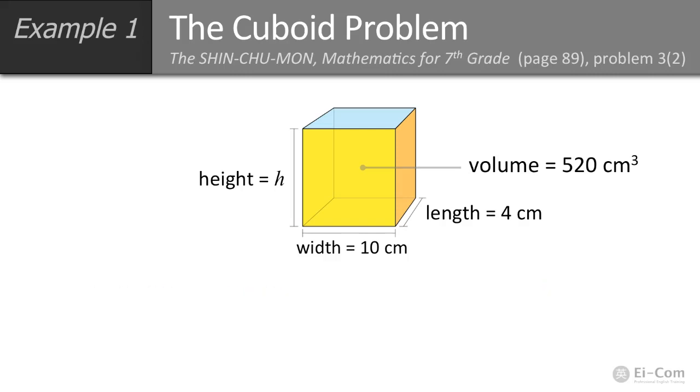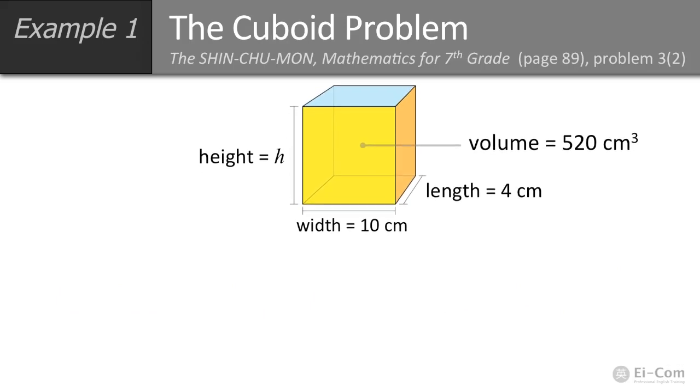As you know, the general equation for the volume of a cuboid is volume equals length times width times height. In this case, since we know the values for length, width, and volume, we can substitute those into the equation. Also, we can substitute h for the height, since that is the unknown we would like to solve for.